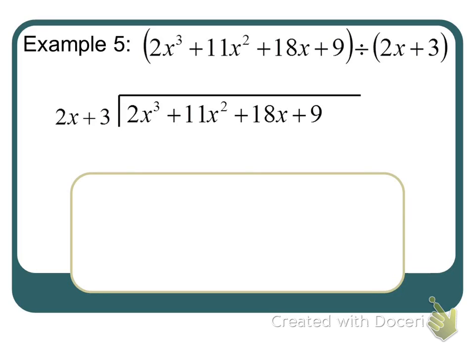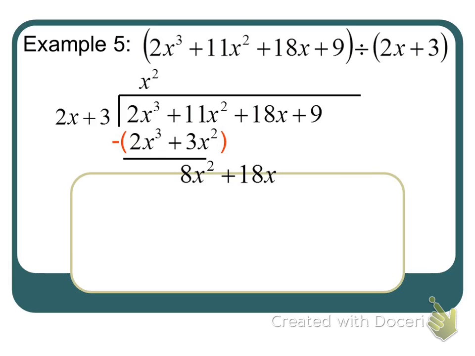Y'all remembering this process now a little better? 2x divides into 2x cubed how many times? X squared, right? Distribute x squared times 2x plus 3, and what does that give us? 2x cubed plus 3x squared. Then you subtract those. That'll give you 11x squared minus 3x squared, which is 8x squared. Bring down the plus 18x.